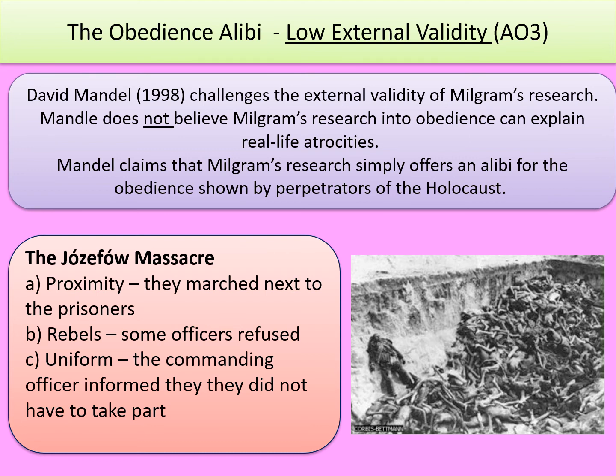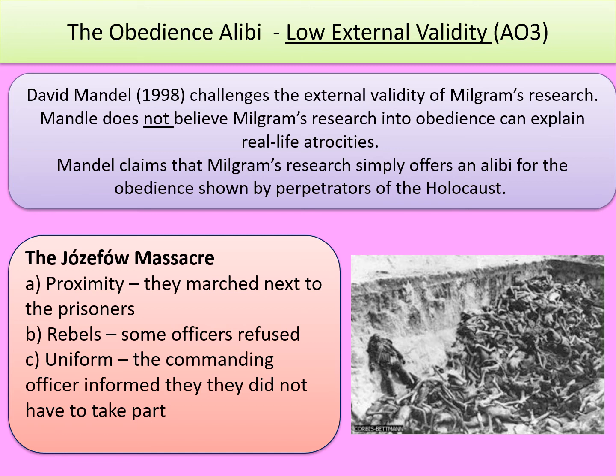I've put there the Rebels study. Now, this wasn't in the 3 variations on the spec, but there is a variation where 2 other confederates joined the original teacher and refused to shock the learner, and when they did that, obedience dropped to 10%. So it was saying that when you've got social support, when you've got an ally or someone on your side, then you can resist obedience much more easily.